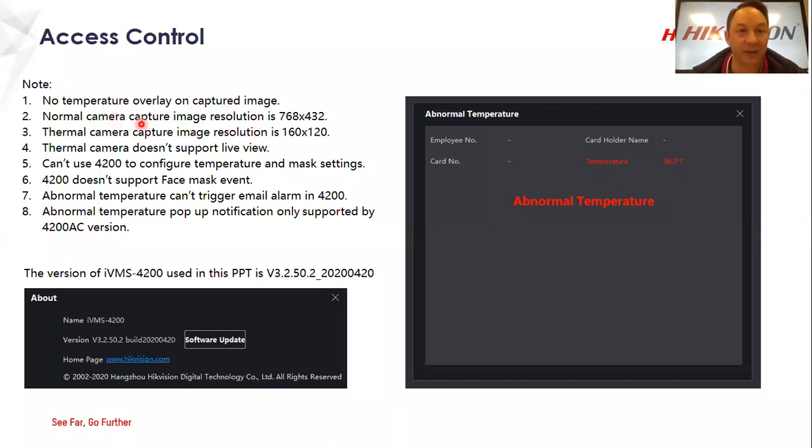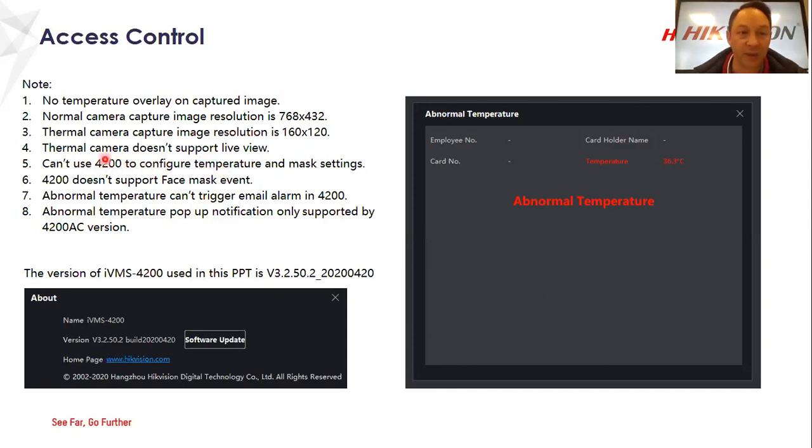The normal camera, the optical camera's capture will be a lower resolution. Although the camera is about 2 megapixel upwards, the resolution is 768 by 432, so not extremely high resolution. The thermal image will be 160 by 120, which is the resolution of the terminals. The thermal camera does not support live view. So even if I go to the live view, I cannot live view the thermal camera from the terminal.